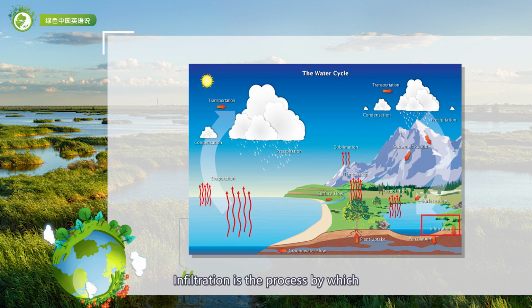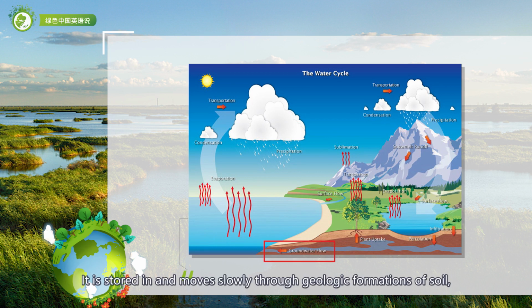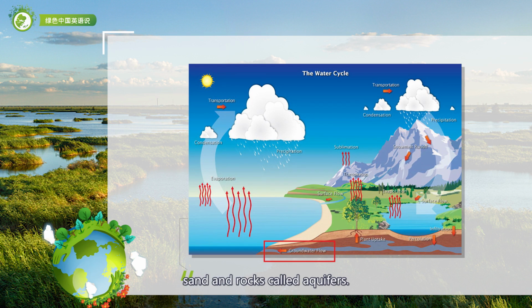Infiltration is the process by which water on the ground surface enters the soil. Percolation happens at deeper depths when water moves vertically to join the water table, usually slower compared to infiltration. Groundwater is the water found underground in the cracks and spaces in soil, sand, and rock. It is stored in and moves slowly through geological formations of soil, sand, and rocks called aquifers.